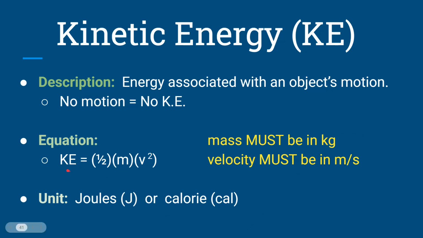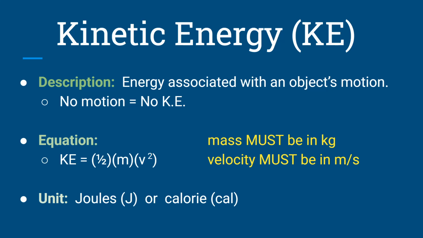You can see that by looking at the equation. The formula for kinetic energy is 1/2 mass times velocity squared. So if your velocity is 0, you will have 0 kinetic energy. In order to use this equation, your masses have to be in kilograms. That has been the case for every equation we've done that has mass. You have to have kilograms.